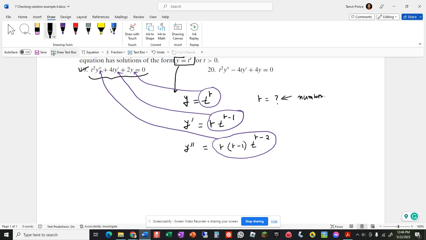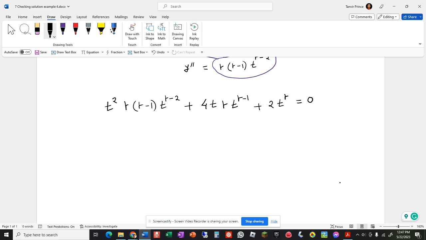So let's do it. I get t squared times y double prime, so that's my y double prime, plus 4t times y prime, and that's my y prime, minus 2 times y, and it's supposed to be 0. So I want to make sure for what value of r the whole thing on the left hand side becomes 0.